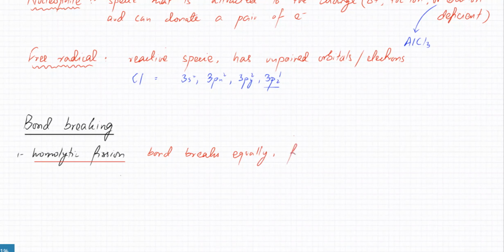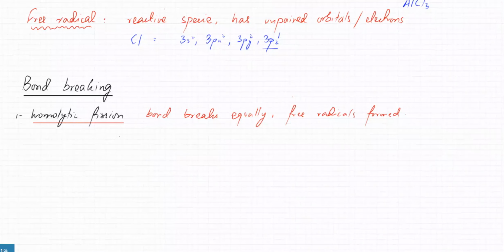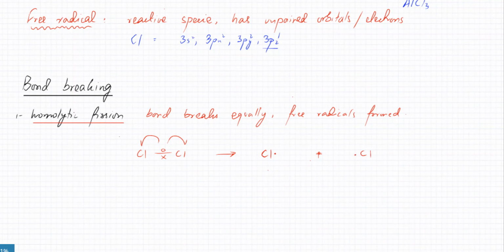And when it breaks equally, usually free radicals are formed. One example is a Cl2 molecule. A Cl2 molecule has one bond between the Cl atoms. So one of the electrons goes back to one Cl, and the other electron goes back to the other Cl. That results in the formation of radicals, two of them, because each Cl atom is now short of one electron.